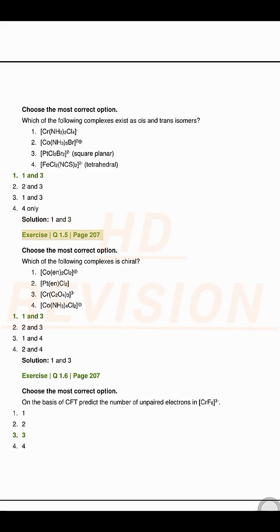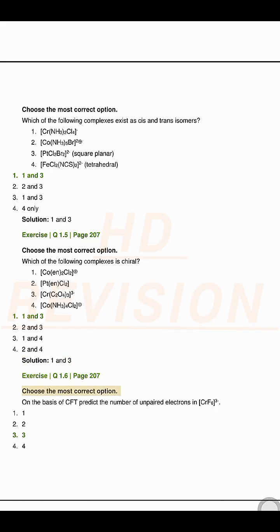Exercise Q1.5, page 207. Choose the most correct option. Which of the following complexes is chiral? 1. [Co(en)2Cl2]+. 2. [Pt(en)Cl2]. 3. [Cr(C2O4)3]3-. 4. [Co(NH3)4Cl2]+. Options: 1. 1 and 3. 2. 2 and 3. 3. 1 and 4. 4. 2 and 4. Solution. 1 and 3.